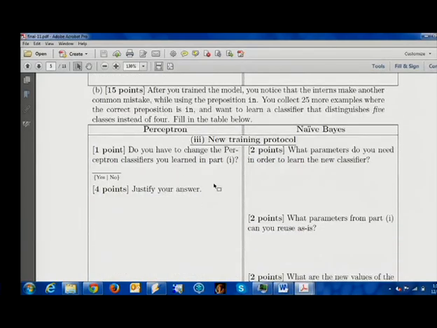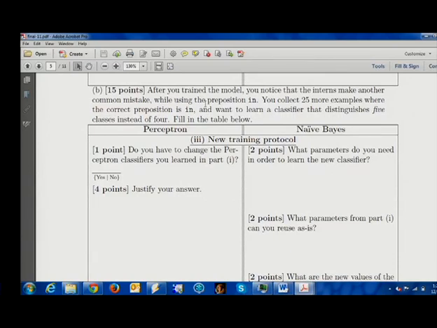Okay. Now, after you train the model, you realize that the model isn't good enough. You notice that there's another common mistake with the preposition in. You collect 25 more examples where the correct preposition is in, and you want to learn a classifier that distinguishes 5 classes instead of 4. And now the question that we ask is, how do we modify the existing classifiers that we have in order to now get a 5-value multi-class classifier, as opposed to the 4 that we had before?